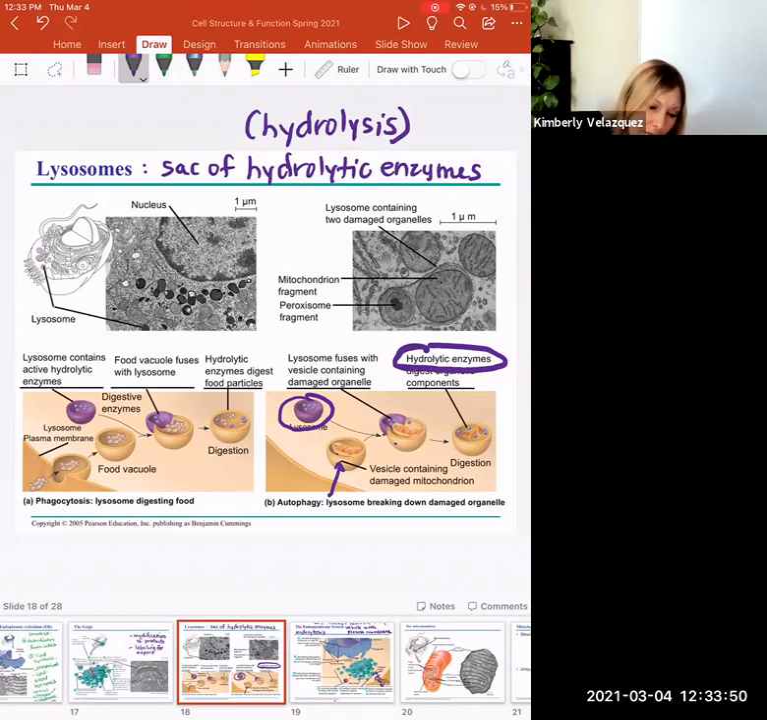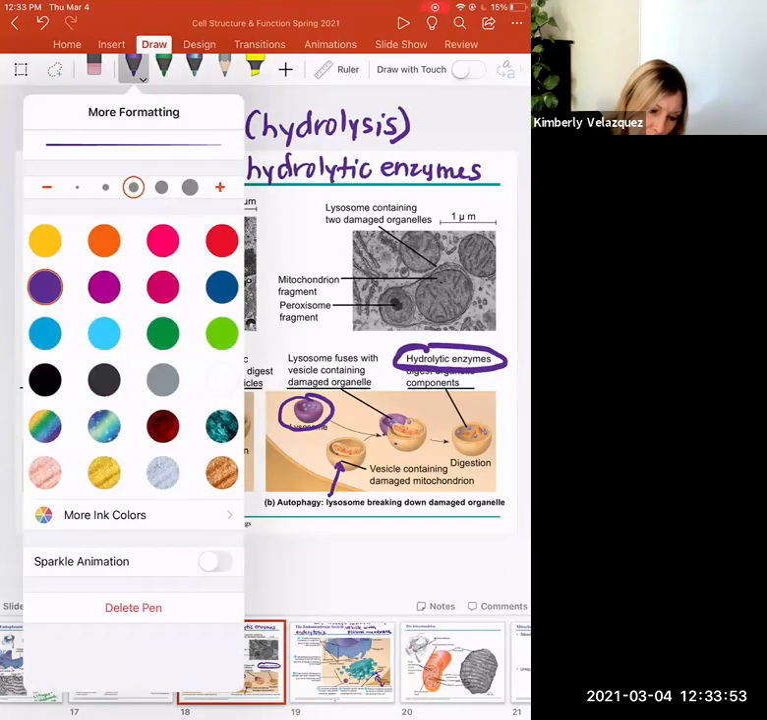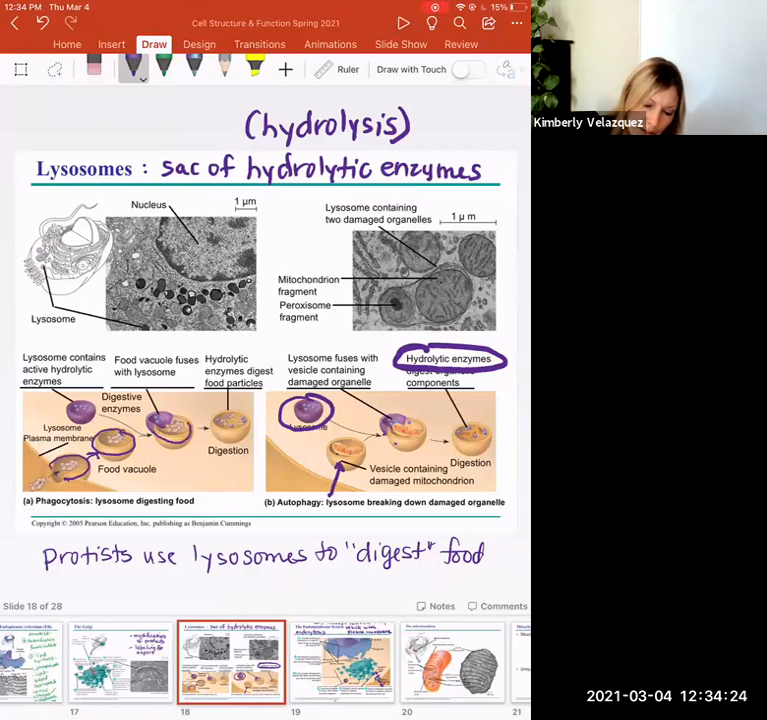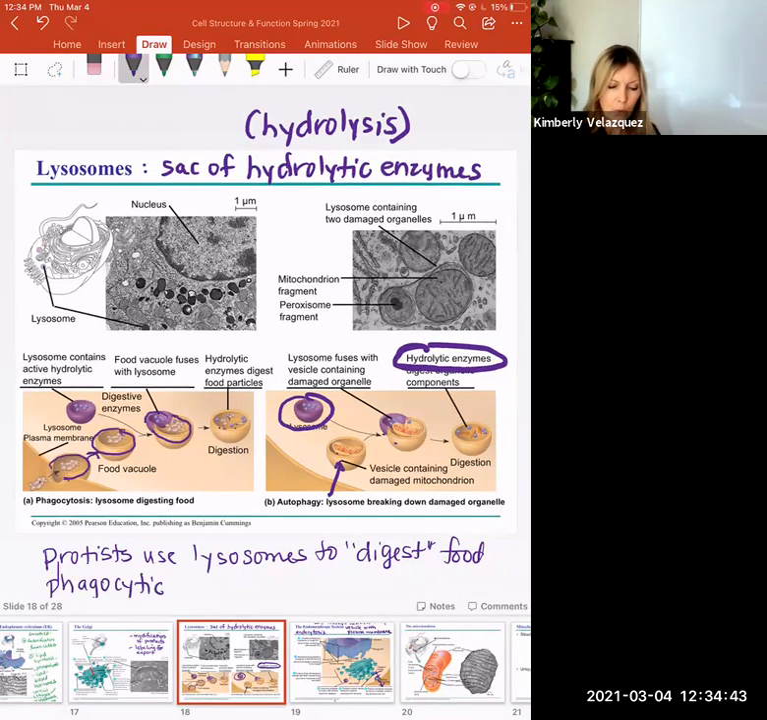Lysosomes are actually involved in cellular eating as well. So single-celled organisms such as protists use lysosomes to digest their food. So you can see here, food comes in, it gets wrapped in membrane. So this would be endocytosis. It gets brought into the cell, wrapped in membrane. Membrane fuses with membrane. So this membrane is going to fuse with the lysosome. And the lysosome is actually full of hydrolytic enzymes that are going to digest those food particles. This is also how certain of our white blood cells work. So we have some white blood cells called phagocytic white blood cells.